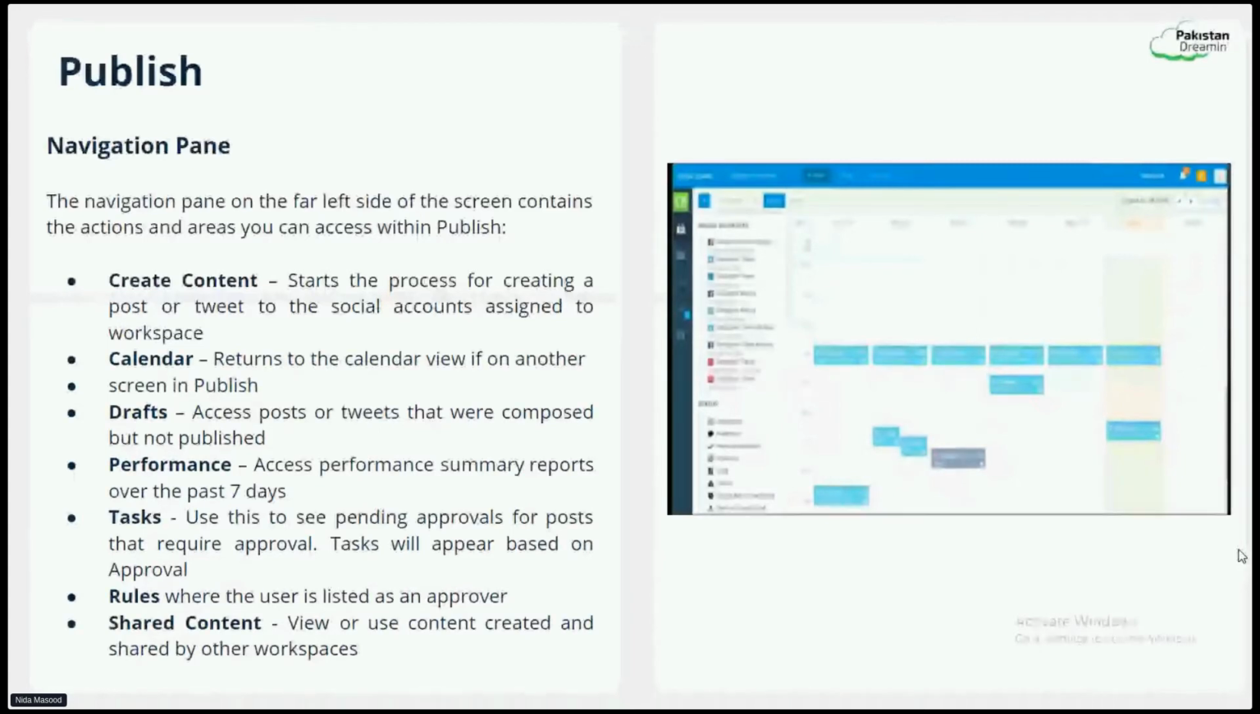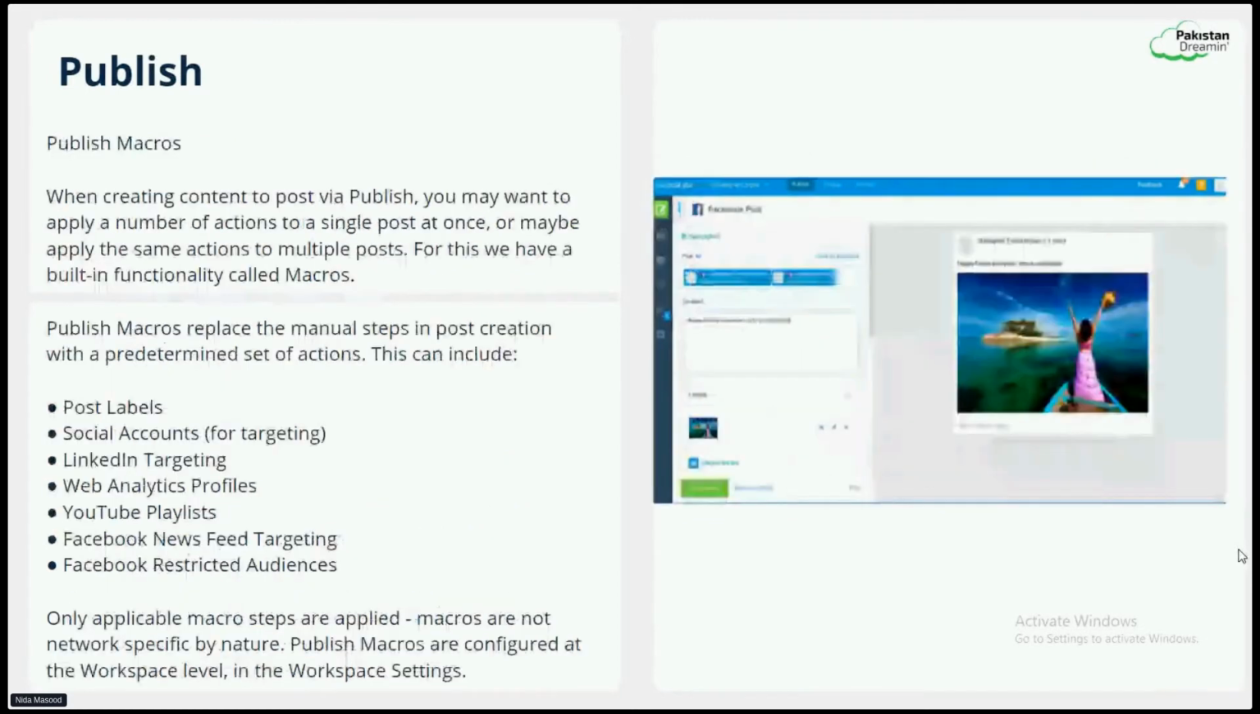And then you can see the performance summary reports over the past 7 days. You can associate different tasks with different posts, which are basically called macros. You can also share content. Like I said, a single piece of content can be shown to different workspaces and different social accounts. Then there are publish macros.